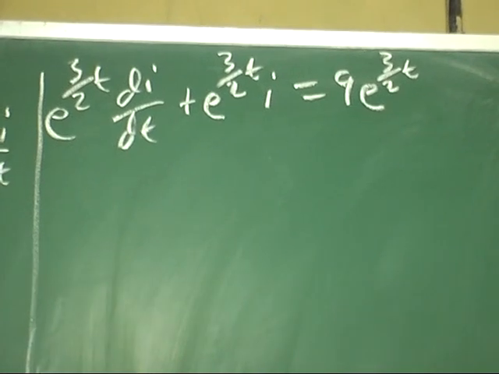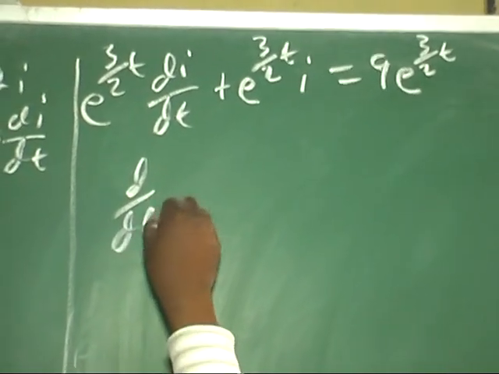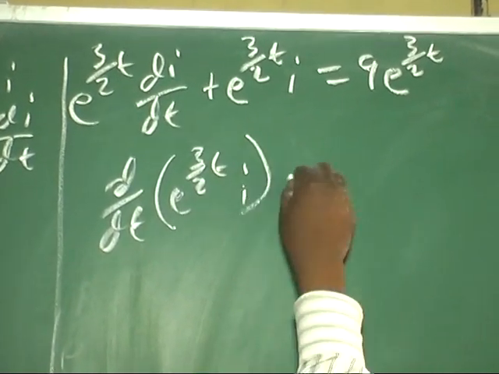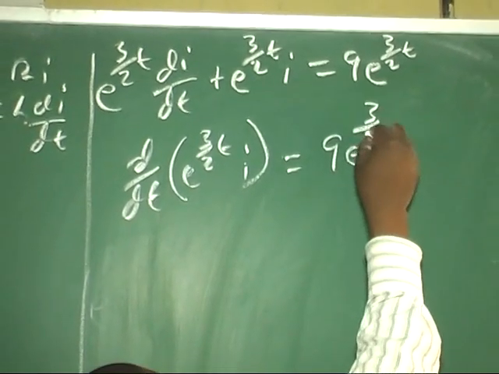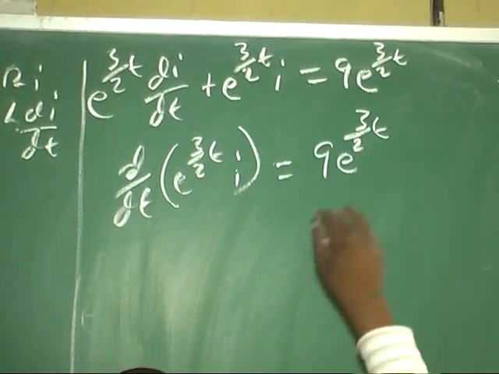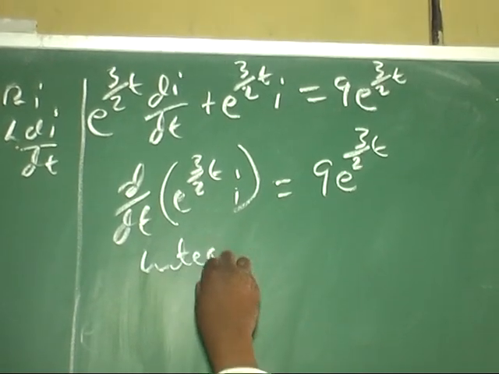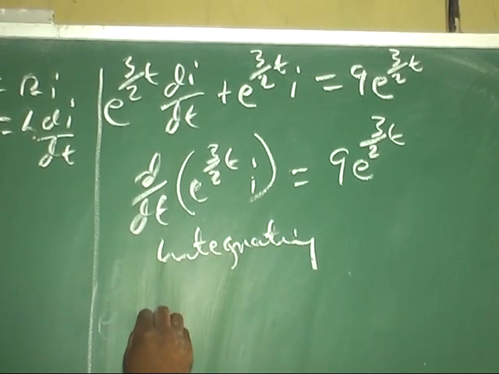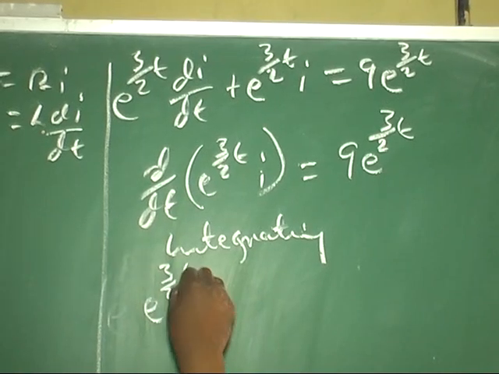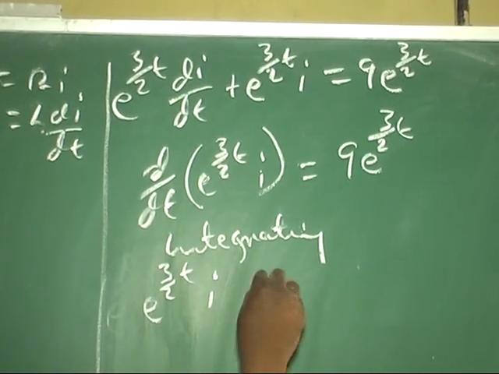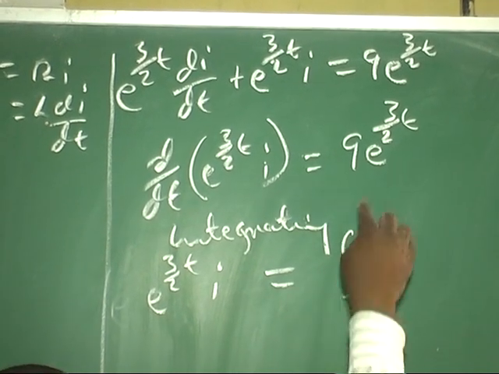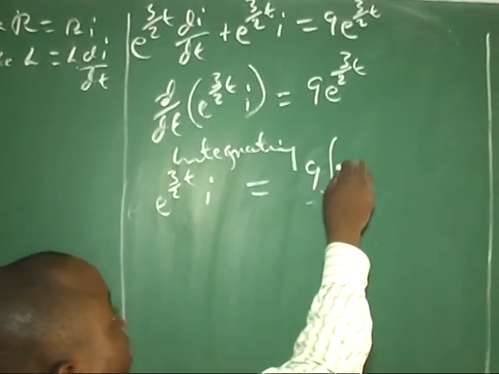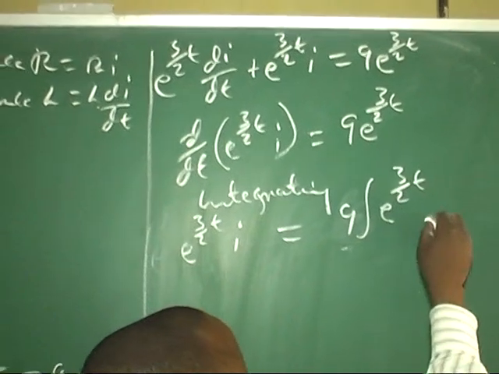I've multiplied through. So this gives me d/dt of exponential 3 over 2 t times I, which is equal to 9 exponential 3 over 2 t. Now integrating both sides, we'll have exponential 3 over 2 t times I will be equal to the integral of exponential 3 over 2 t dt.